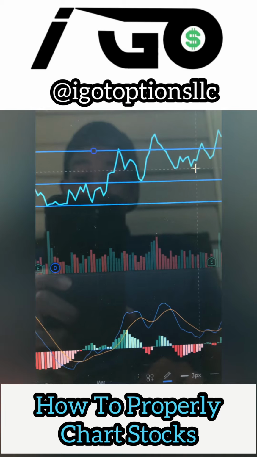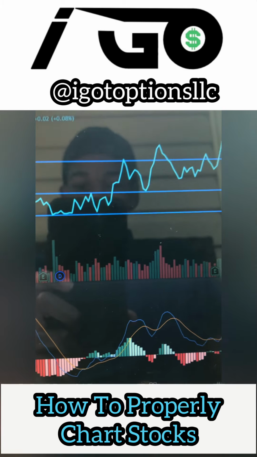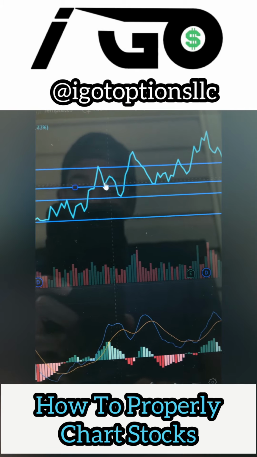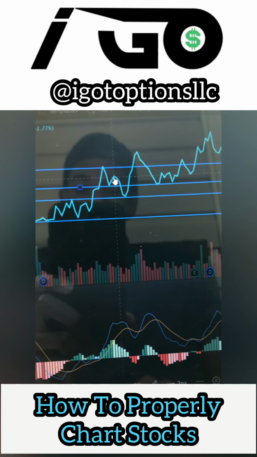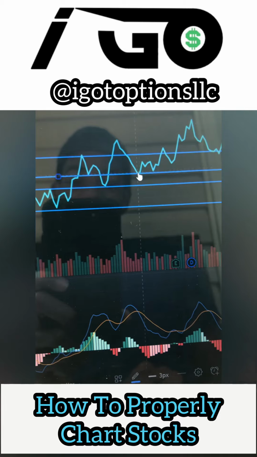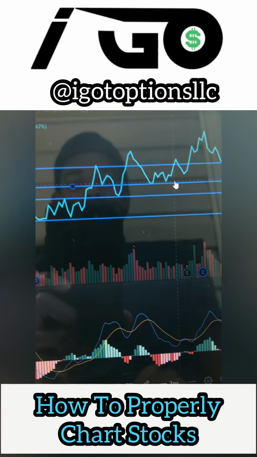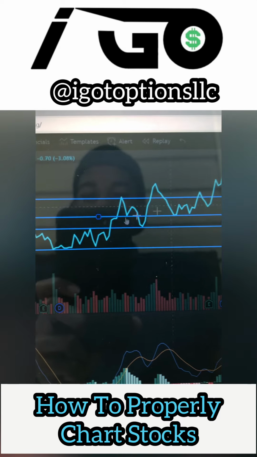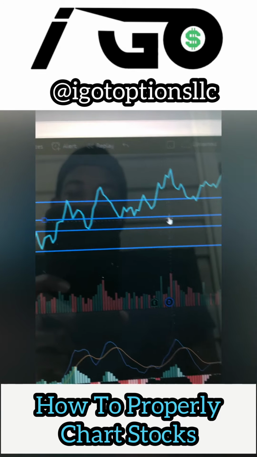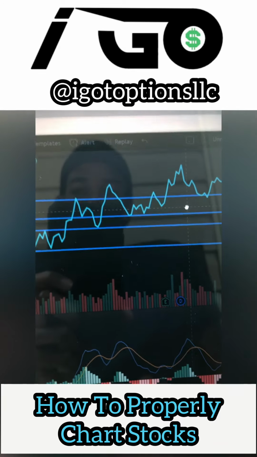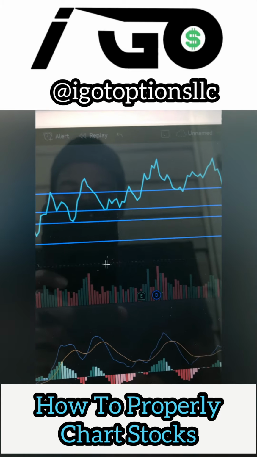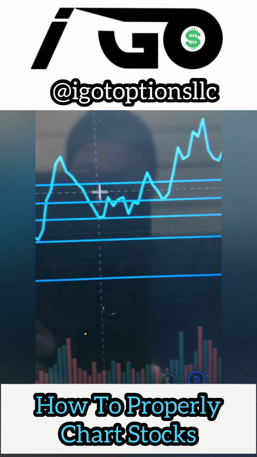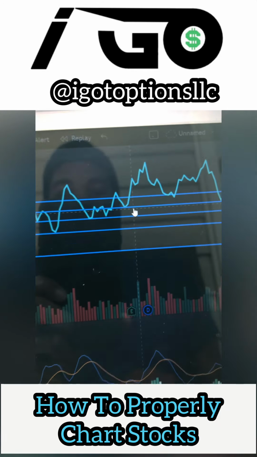Now, I see another one. It's subtle, but there's this support right here. See how it bounced off right here a little bit, broke below, and then bounced up here again. It's just that concept: if you see a pattern, just draw a line so that you can visualize it and see it better. I could do this all day. I could mark up super subtle things like this, just because of that little move. But you don't have to.